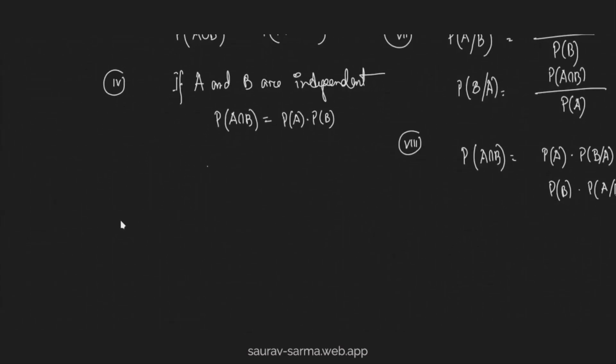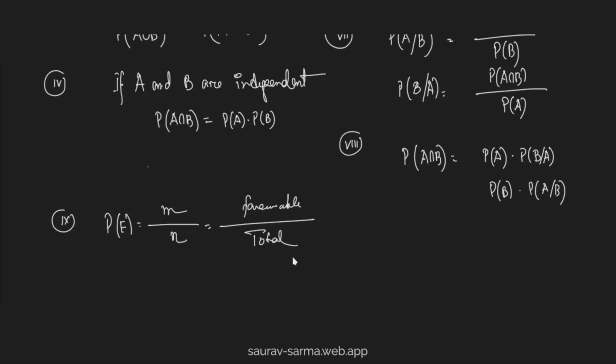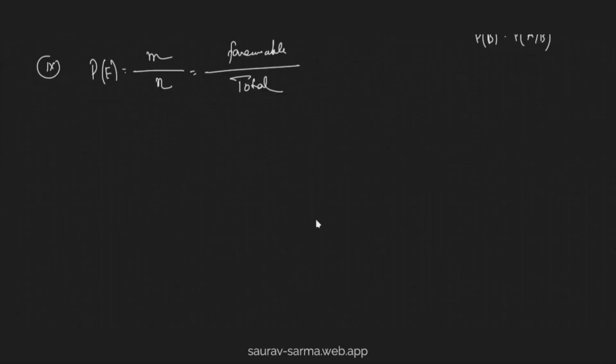Then another important formula that you should remember is probability of E is m by n, favorable divided by total. That is our formula of probability, right?